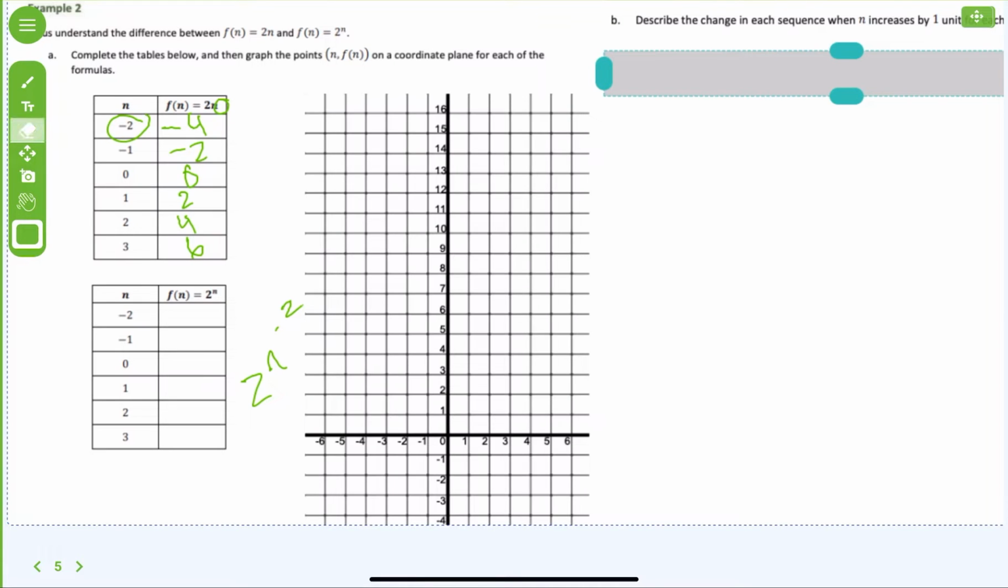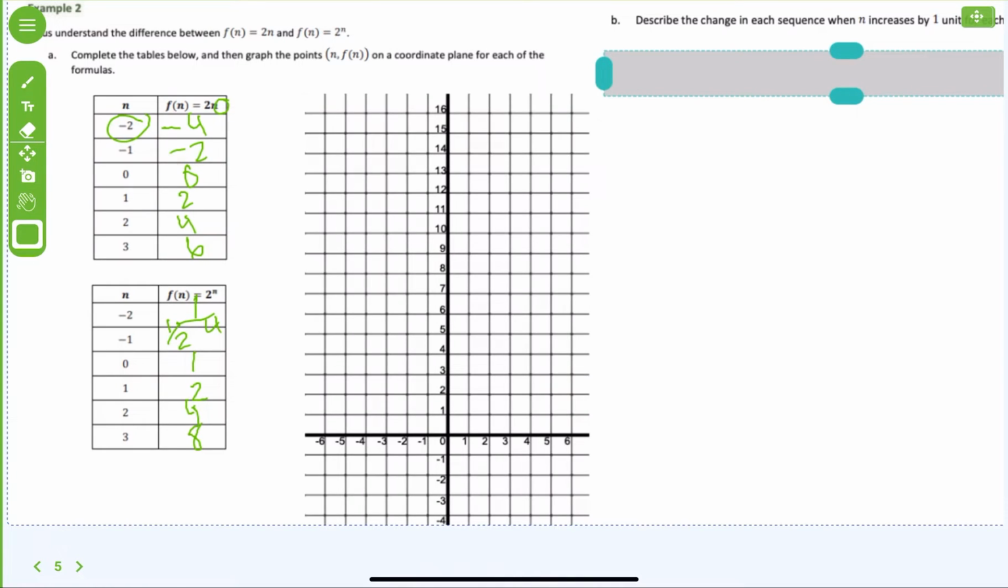Now, I know that whenever you have a negative exponent, that normally is going to make that into a fraction, and you're going to say 1 over 4, 1/4. Here it's just going to be 1 over 2. And what about this one? This is 2 to the 0 power. Remember, that's still 1. 2 to the 1 power would be 2. 2 to the 2 power would be 4. 2 to the 3 power is 8. Okay, 2 cubed is 8.